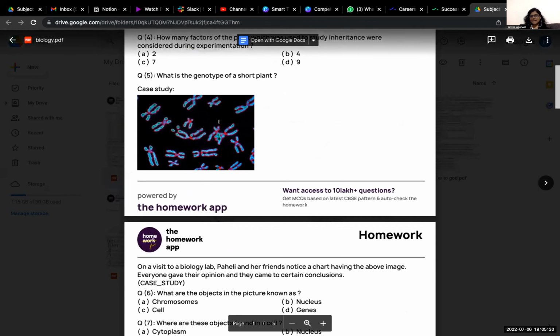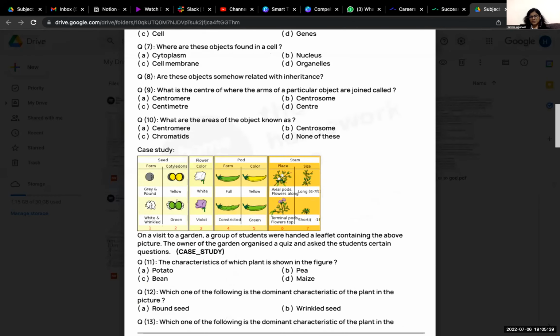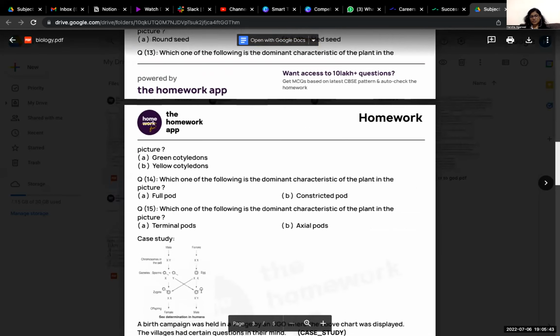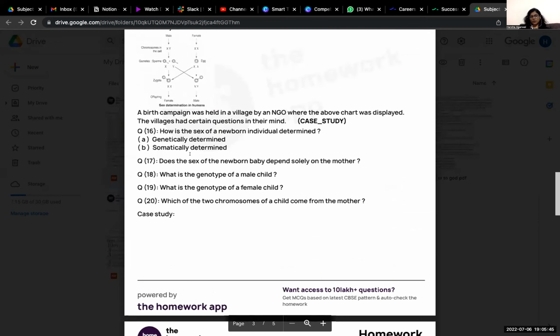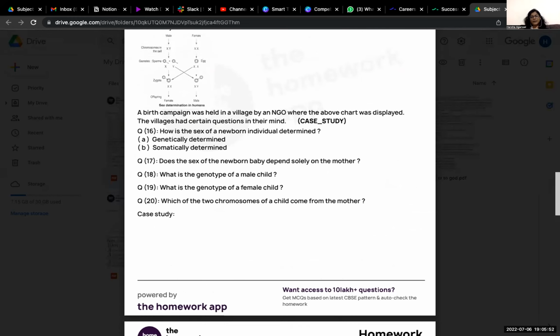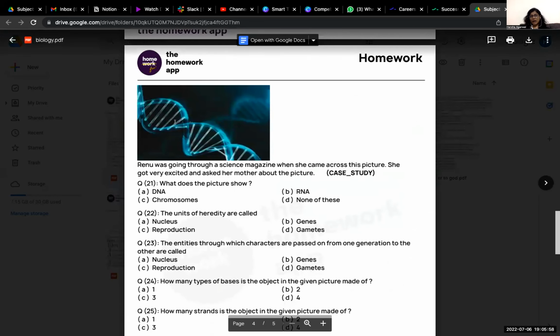You can see another case study question right here. There's a picture and a small case study on which four or five questions are based. I'm showing you this PDF for biology, how case studies are presented and how various questions are asked on the basis of the case study. All these pattern questions align with CBSE's latest pattern for boards and with NEP 2020, so you don't have to worry about it. You can see how beautifully the PDFs are generated using the homework app.